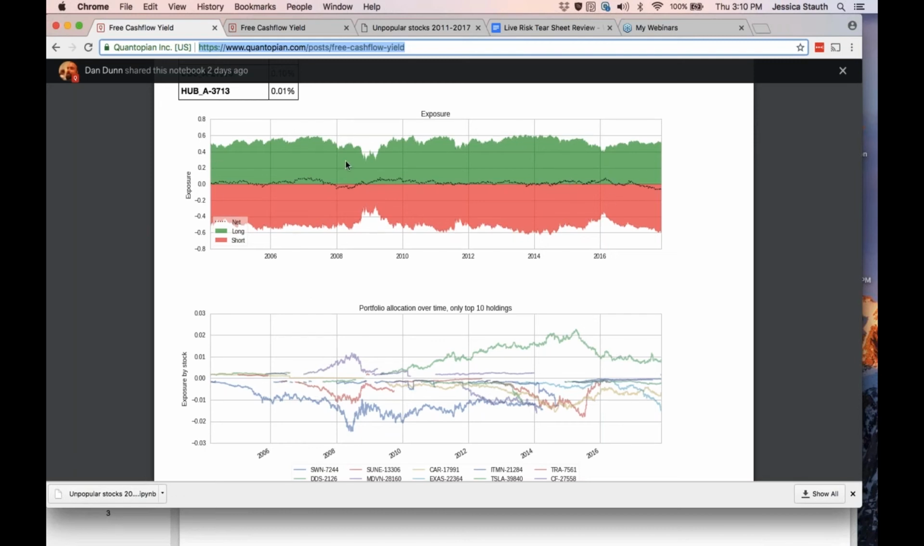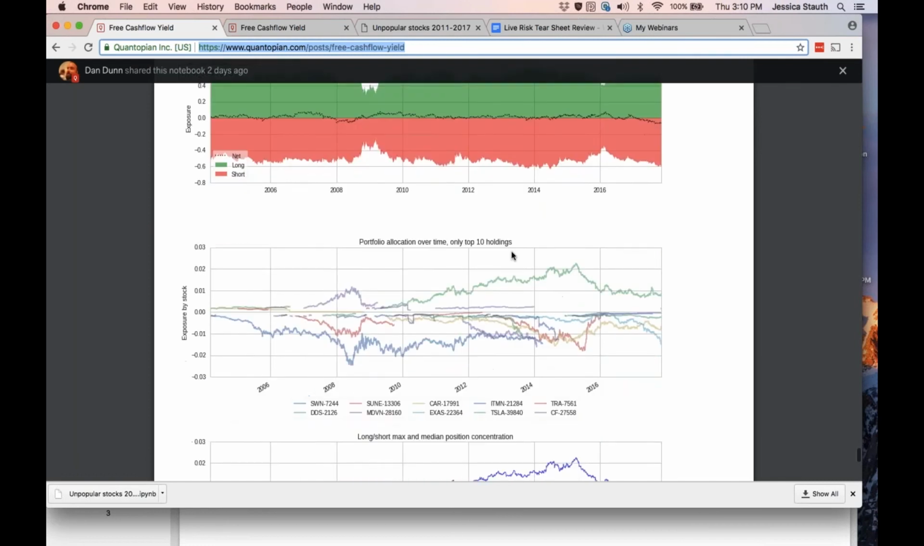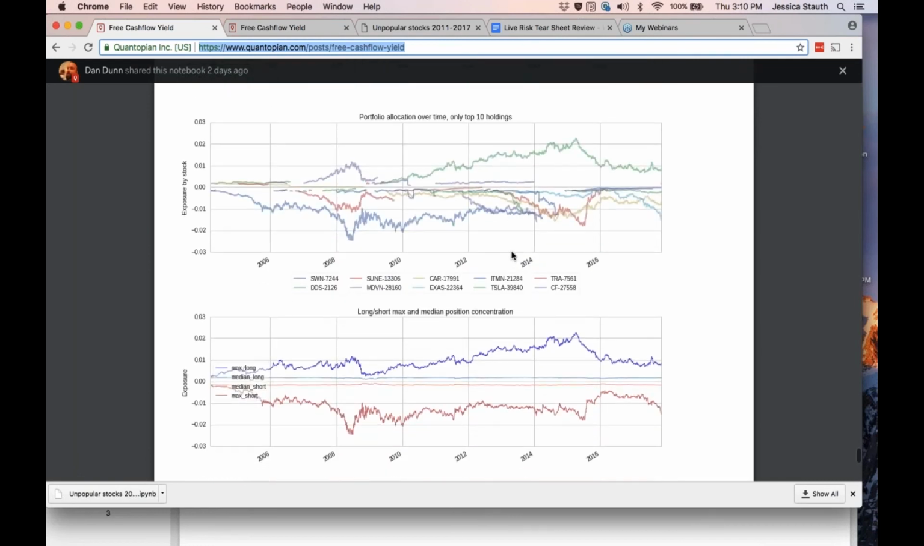So one question that I have too is, here nicely we see our net exposure is pretty close to 0 and it's well managed, so that's nice. We are not taking a lot of risk in terms of being net long or net short the market on a dollar basis.